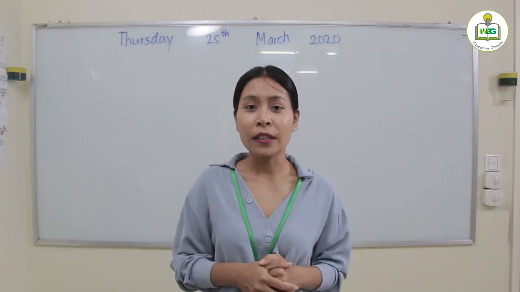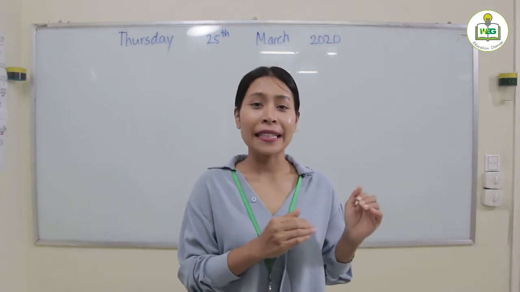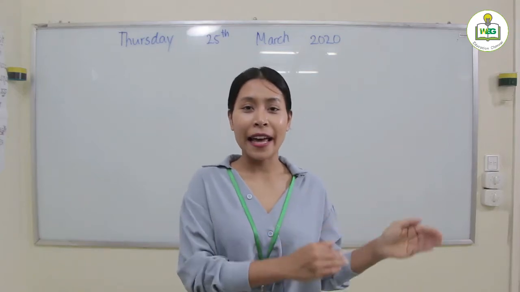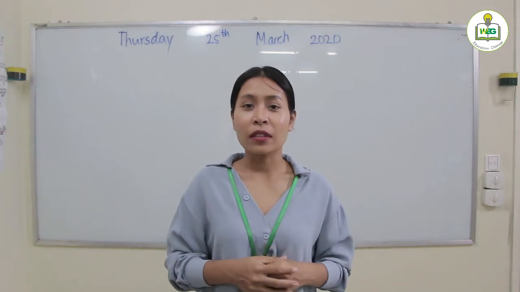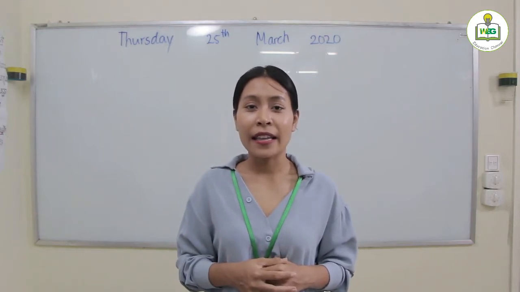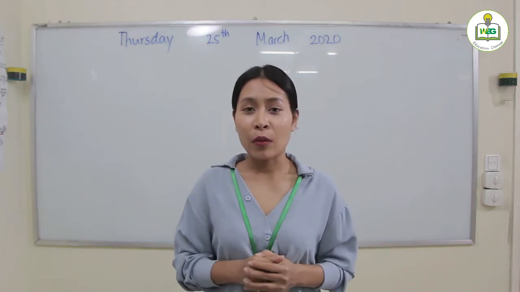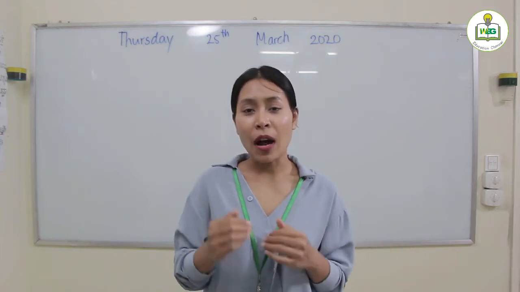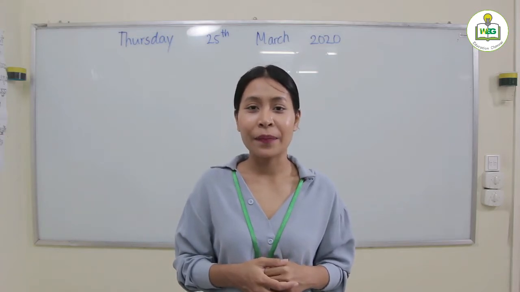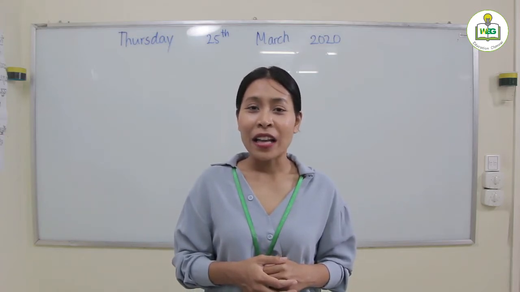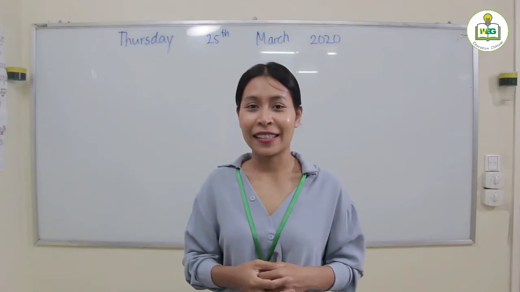Now, for example, he is taller than me. So tall plus ER, taller than. And another one is James is happier than Eddie. So happy ends with Y, so we drop the Y and add IER. So it becomes happier.